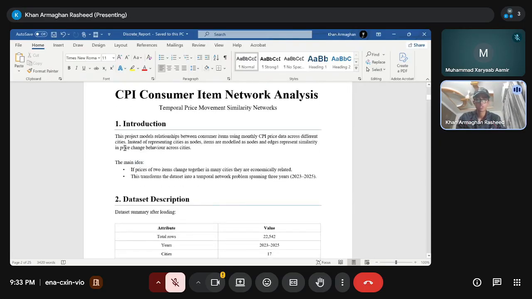Now, the project objective we had was to model relationships between different consumer items. We used graph theory and similarity measures to find the relationships and identify patterns in prices of different items.